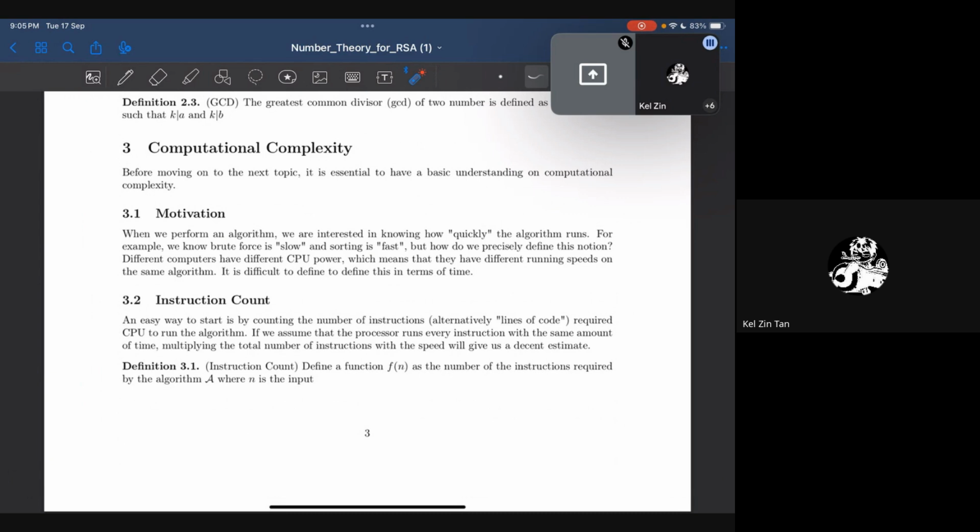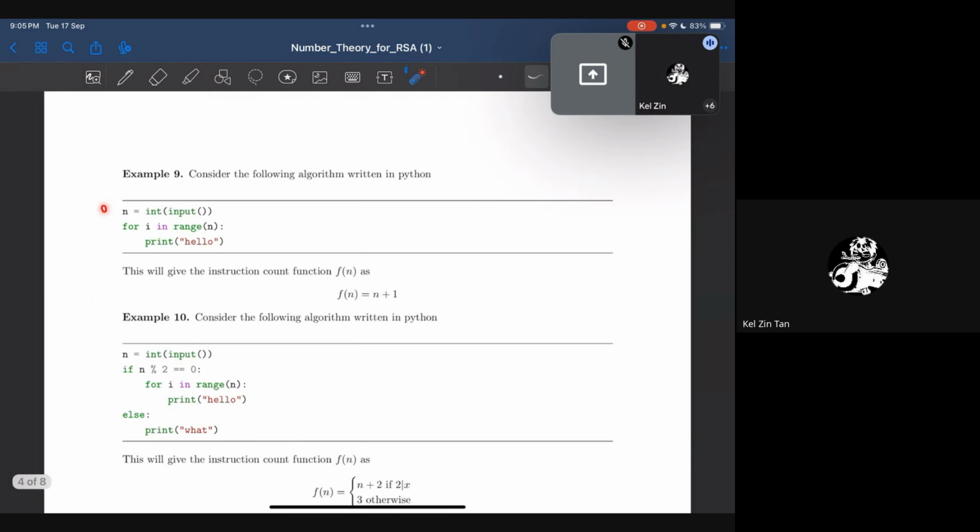So here I start by introducing a new notion, which is called instruction count. A very naive way to count how fast an algorithm runs is to count the number of instructions. So here we define F(n) as the number of instructions run by the algorithm A, where n is the input. Let's see this example. This is Python code that takes in input n, then for loops and prints hello. So how many instructions are being run by this program?